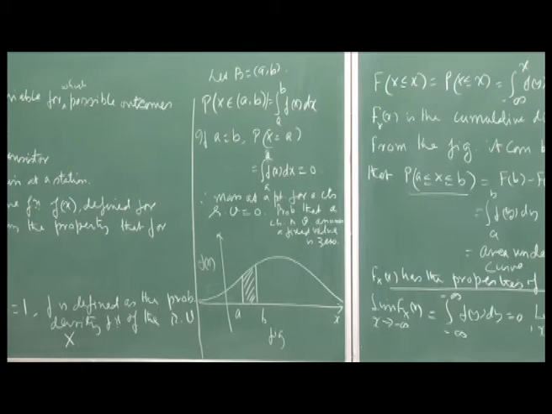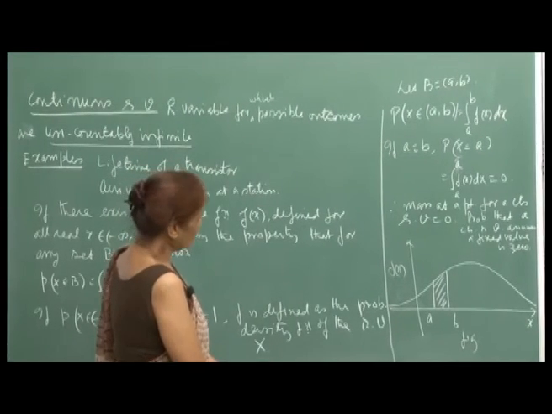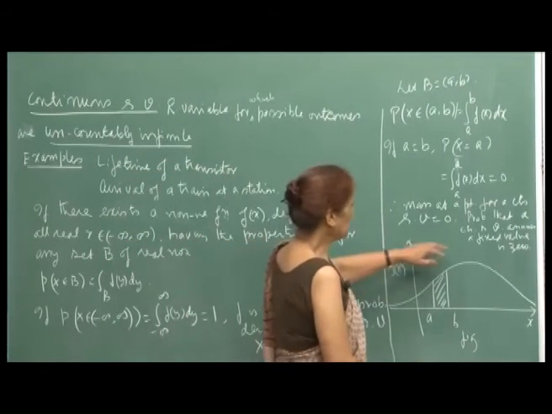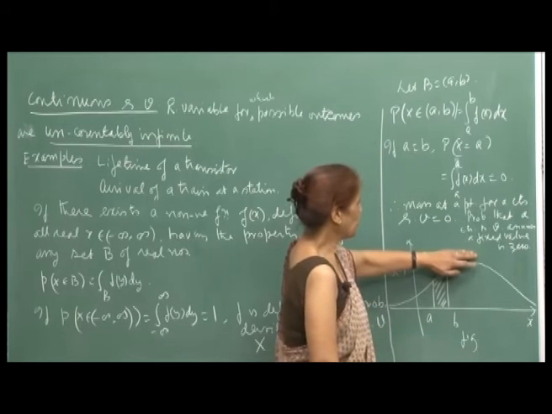So, therefore, the mass at a point for a continuous random variable is 0, or the probability that a continuous random variable assumes a fixed value is 0. This is what we are saying by this, right.